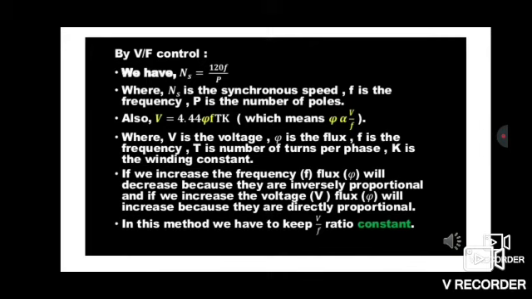If we increase the frequency F, flux will decrease because they are inversely proportional, and if we increase the voltage, flux will increase because they are directly proportional. In this method, we have to keep V by F ratio constant. So it is the method of V by F control for the speed.